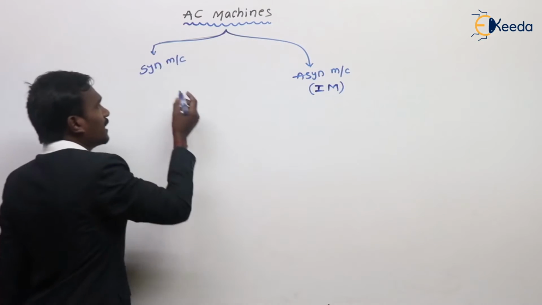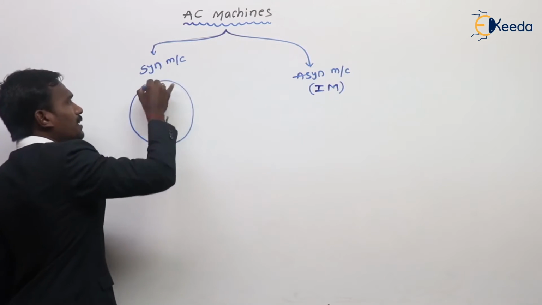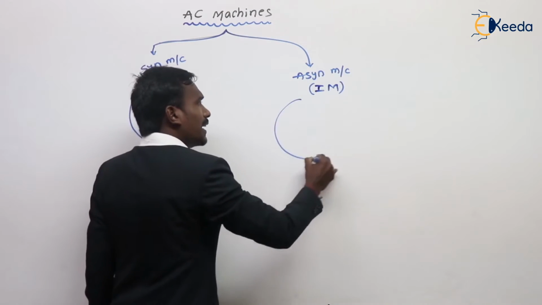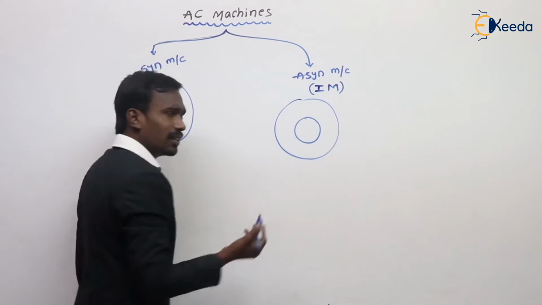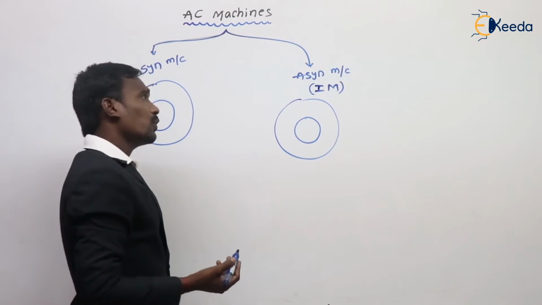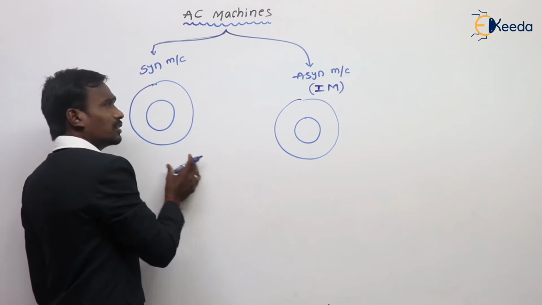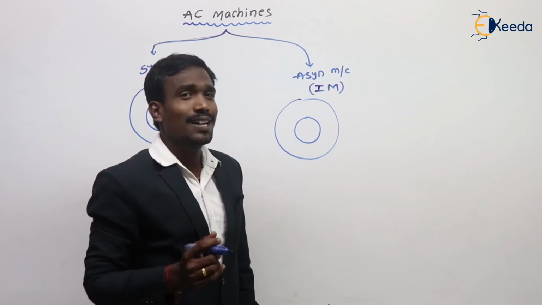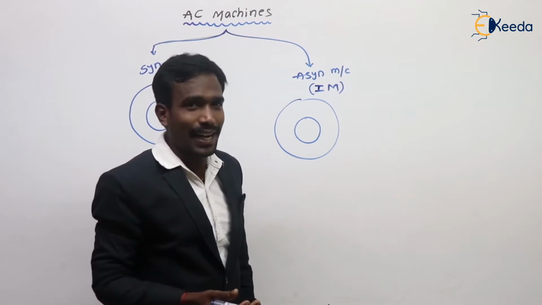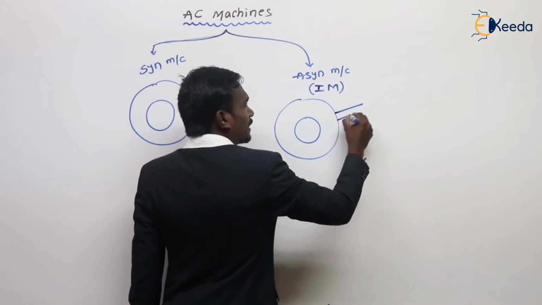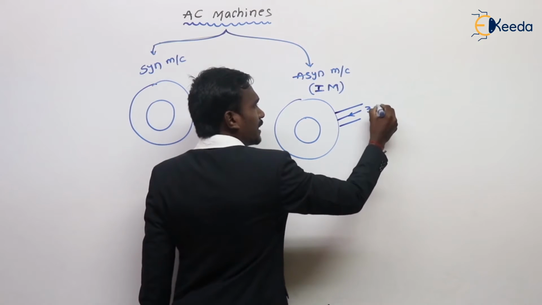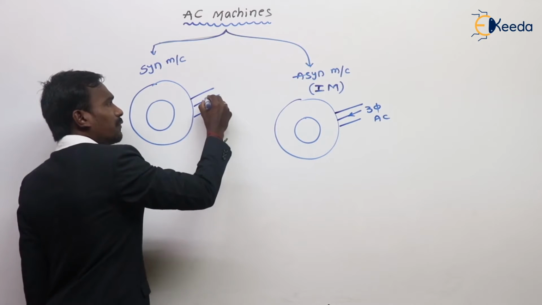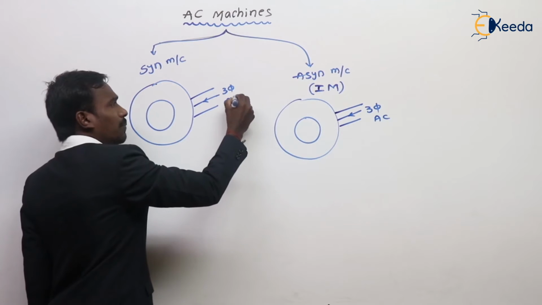Generally, in both the cases, we have a stator as well as rotor. For example, this is a synchronous motor and this is an asynchronous motor. For a motor, we have to give the electrical supply, right? So, I am giving a three-phase AC supply to the stator, for both the machines.